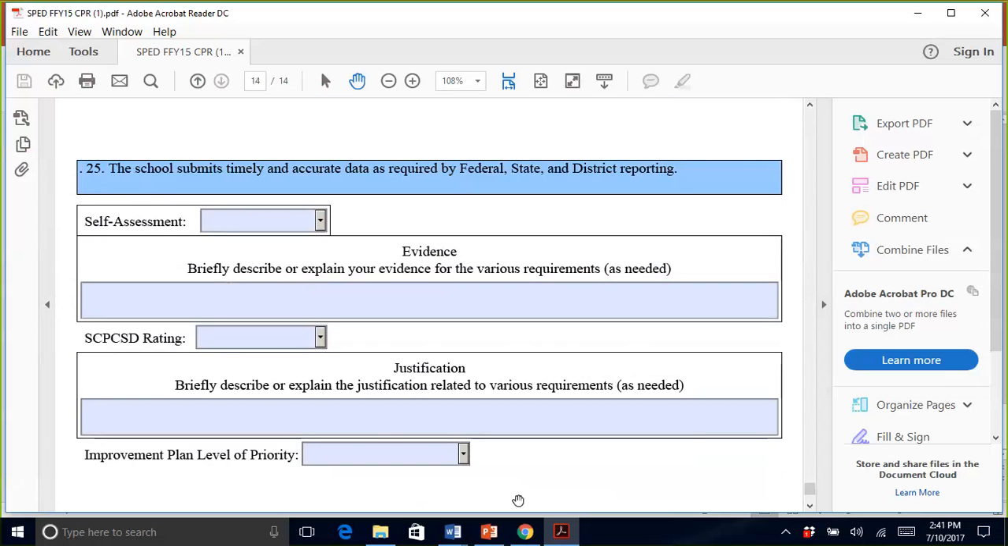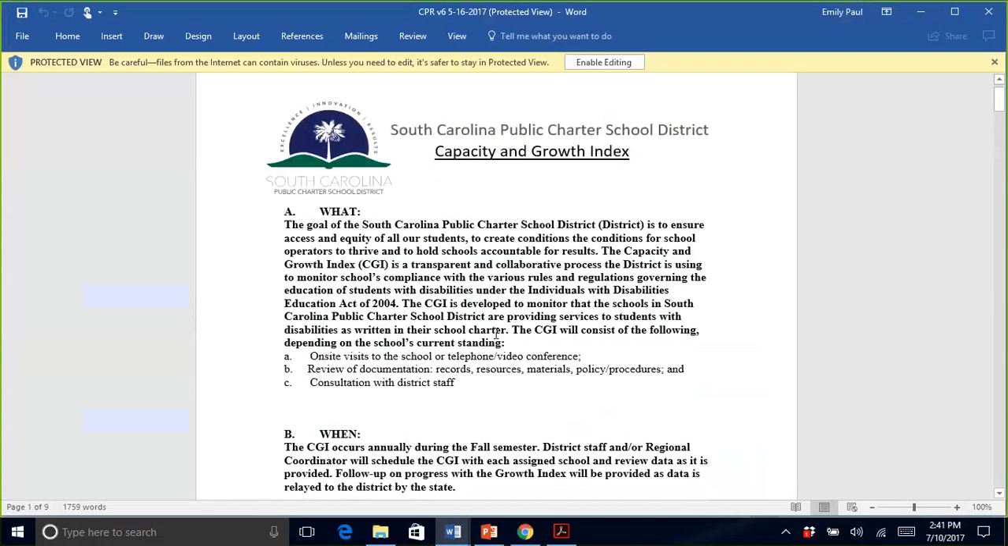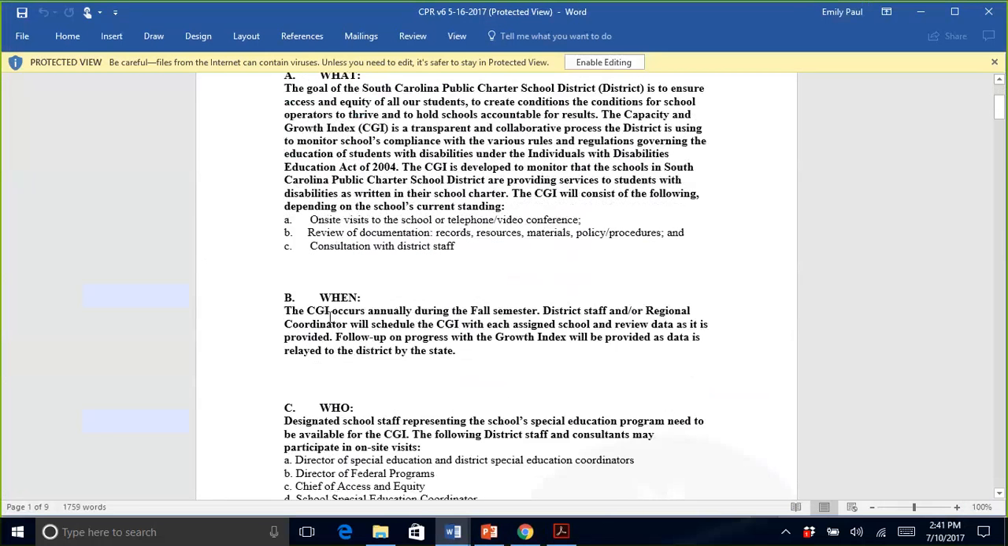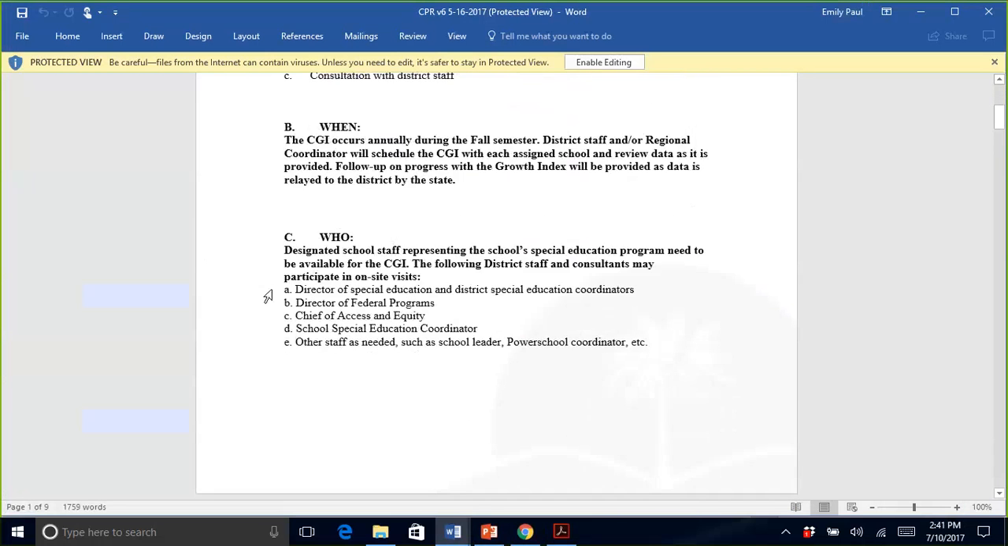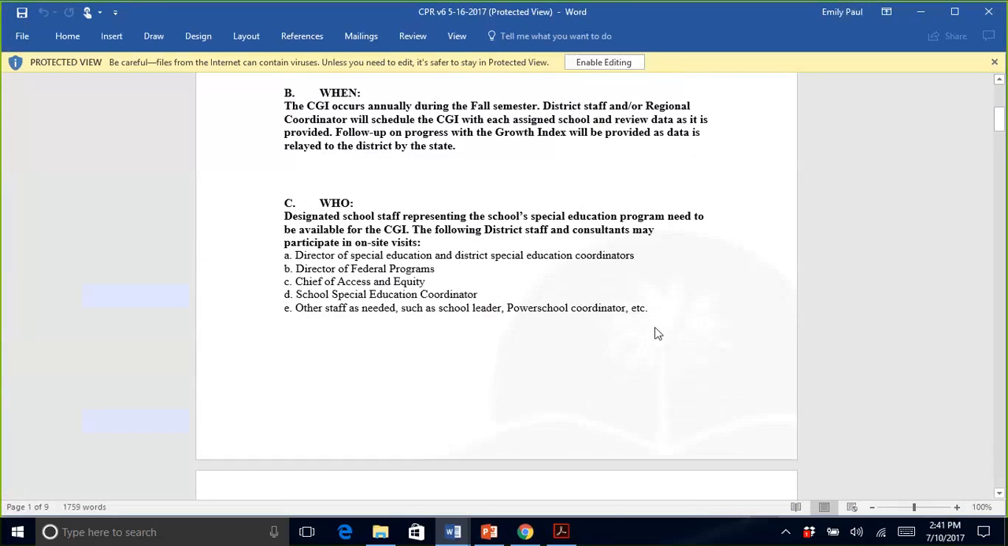And then I will show you the CGI. So the beginning of the CGI all looks pretty much the same. It talks about our requirements as an LEA and your requirements as a school, why we do this. It's going to occur during the fall semester and throughout the year, and we'll give you those due dates next week. The people that participate in it are you, anybody at your school that would be involved in this.